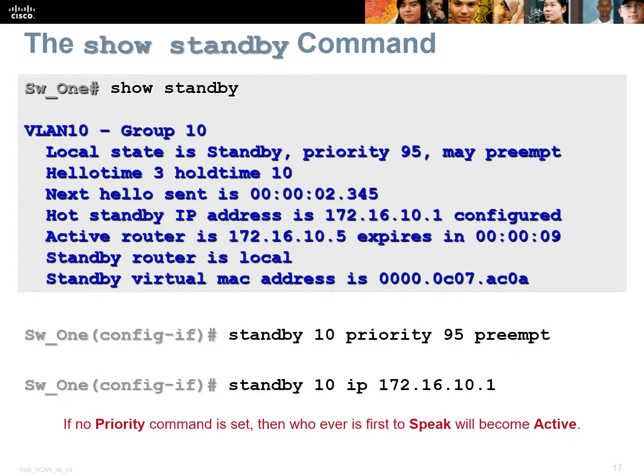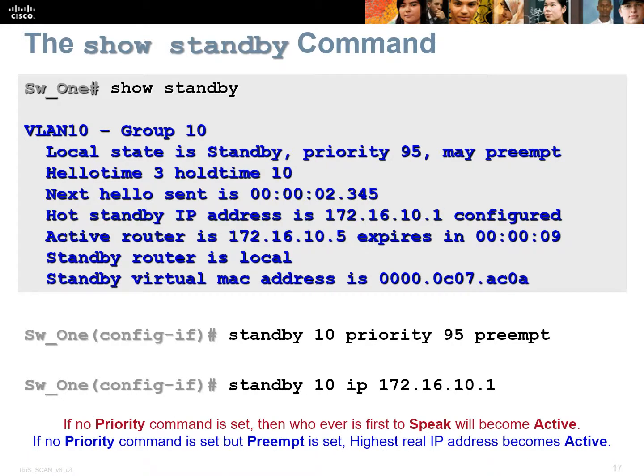Once again, if no priority is set, then whoever speaks first will become active. But if there's no priority but there's preempt set, then the person with the highest real address will become active. And I've sort of already talked about why we need a group number. I like the group numbers because I like the MAC address to be unique, so that there's no way that a switch on the fringe of your network can see the same MAC address on 2 different VLANs and get confused.